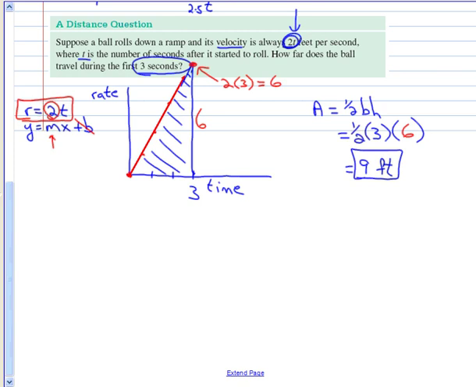So we were able to use the area under the curve, and it was a shape that we knew. We call our equations, when we graph them, curves, even though that's a straight line. We still call it the area under that curve, the area under that equation. It happened to be 9 feet, from 0 seconds up to 3 seconds.